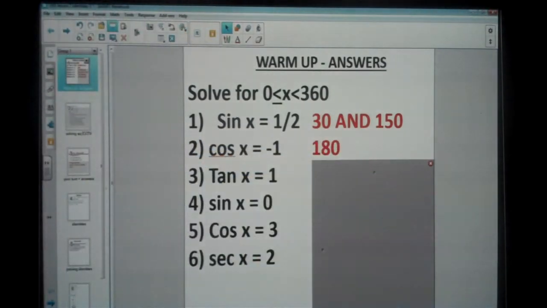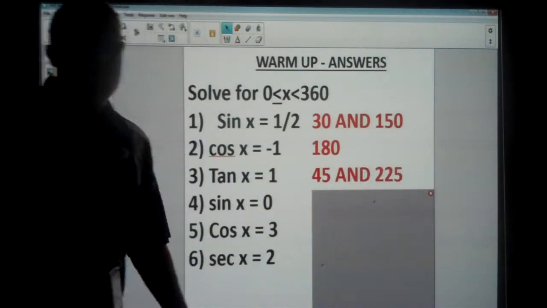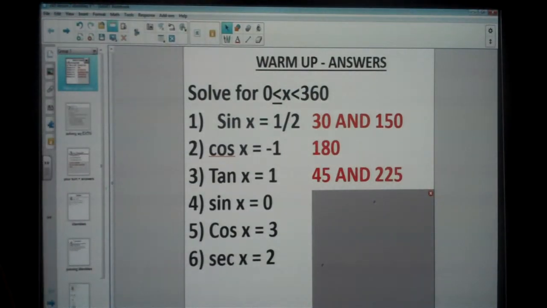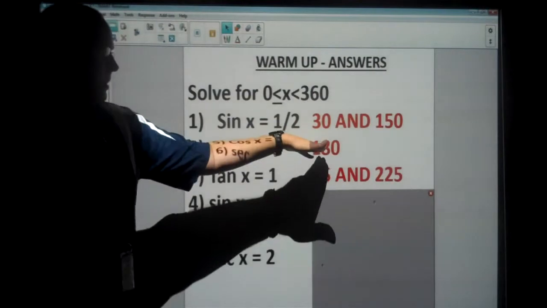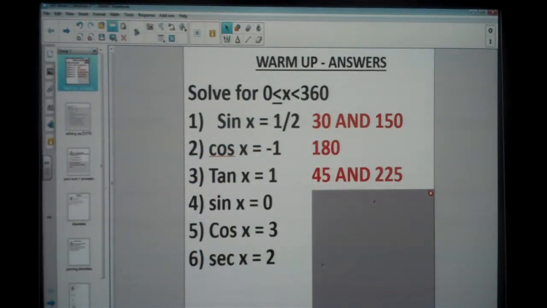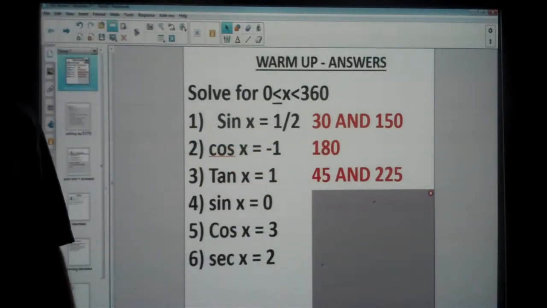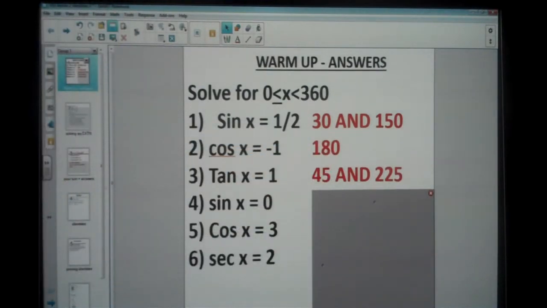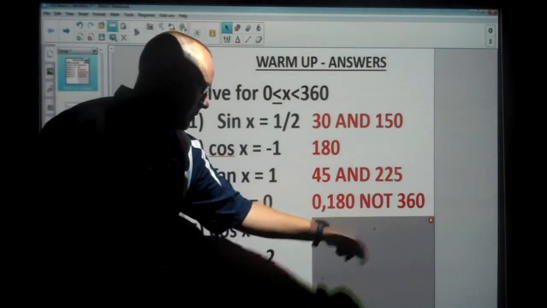If not, use inverse cosine again. Tan x equals what is another special value? It's 45 degrees. And to find other solutions, we just add on 180 degrees. Now, I perhaps skipped over this question. If you did this by inverse cosine, to find the other solution for cosine, you do 360 minus the answer. As it happens for this one, 360 minus 180 is 180, so that's why we only had one solution for that question.